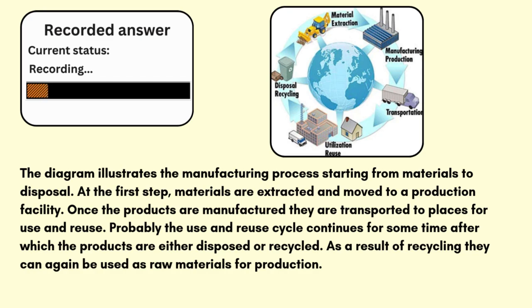The diagram illustrates the manufacturing process from materials to disposal. At the first step, materials are extracted and moved to a production facility. Once the products are manufactured, they are transported to places for use and reuse. The use and reuse cycle continues for some time, after which the products are either disposed of or recycled. As a result of recycling, they can again be used as raw materials for production.